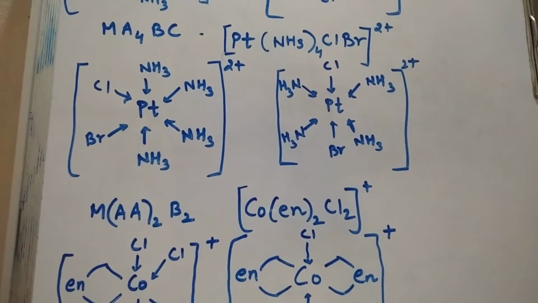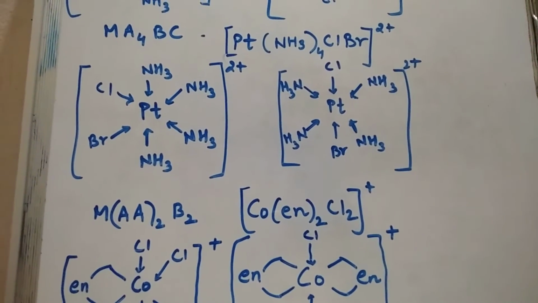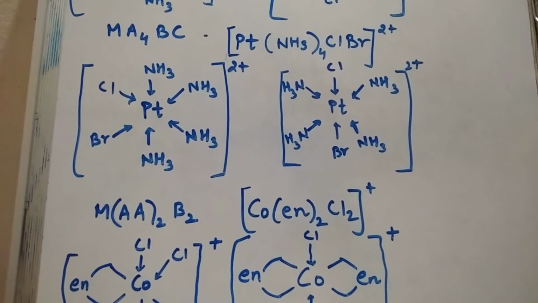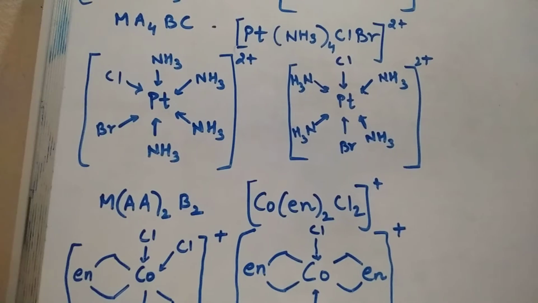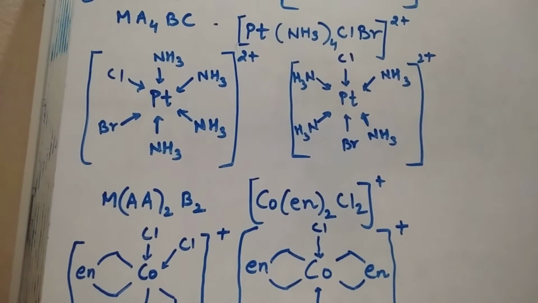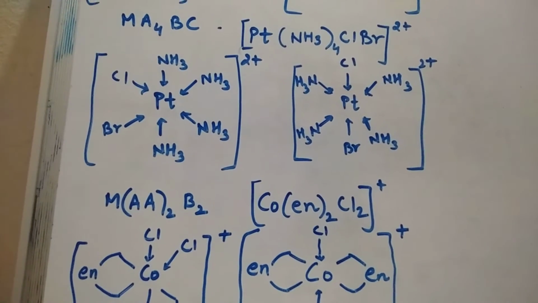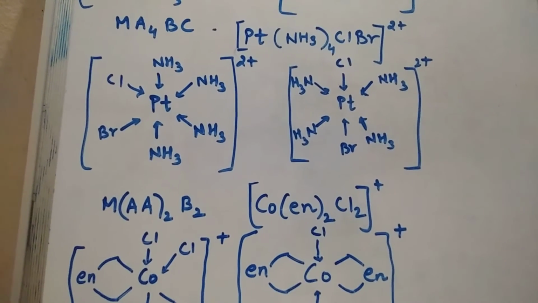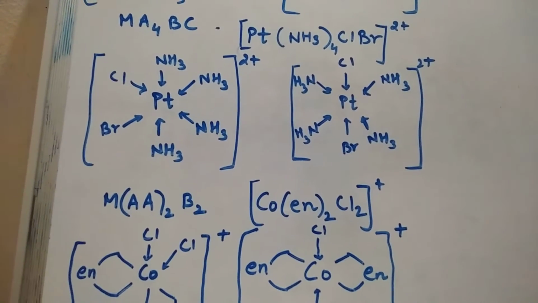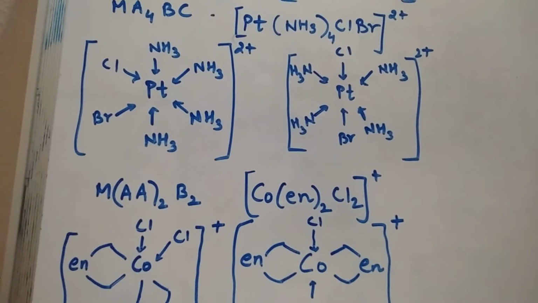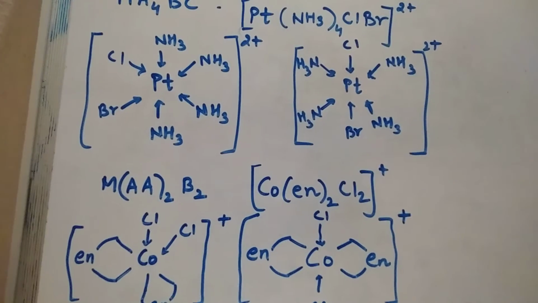And in the second type, it becomes a trans type of isomer because you will find Cl and Br, these 2 ligands, present on the opposite side of platinum. One is on the upper side of platinum and Br is below. And the remaining 4 places are taken by ammonia. Here we are looking only at the places of Cl and Br. So the first type of isomer becomes a cis isomer and the second becomes a trans isomer because in trans the two ligands Cl and Br are present on the opposite side.